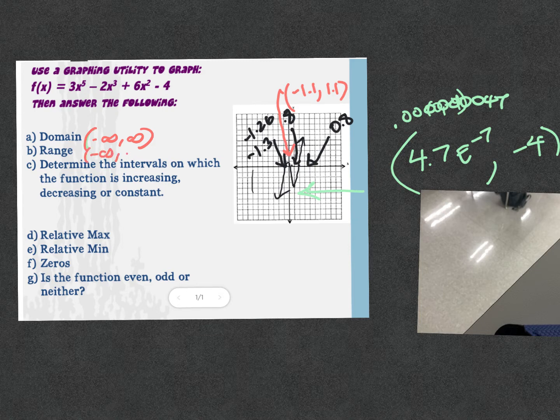Also negative infinity to positive infinity. They're pointing down and up, right? Determine the intervals on which the function is increasing, decreasing, and constant. And this is where your max and your min are super important, right? That's when it changes direction. So I was going first up, which means increasing.